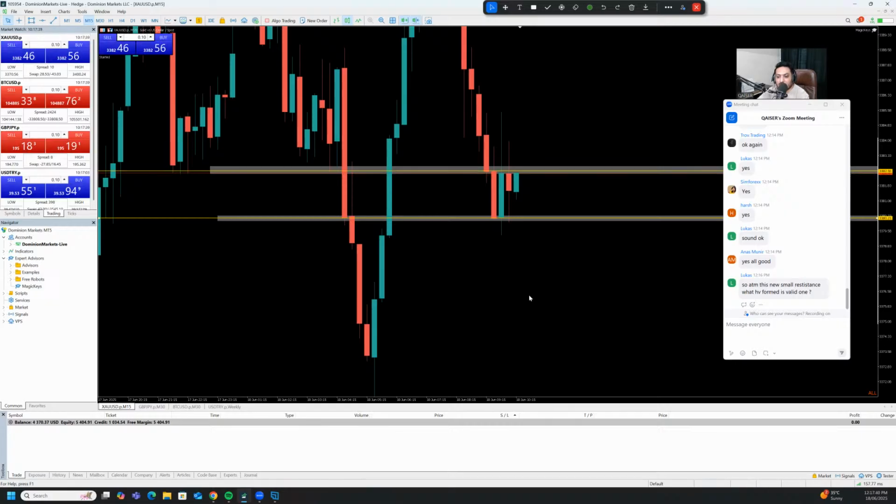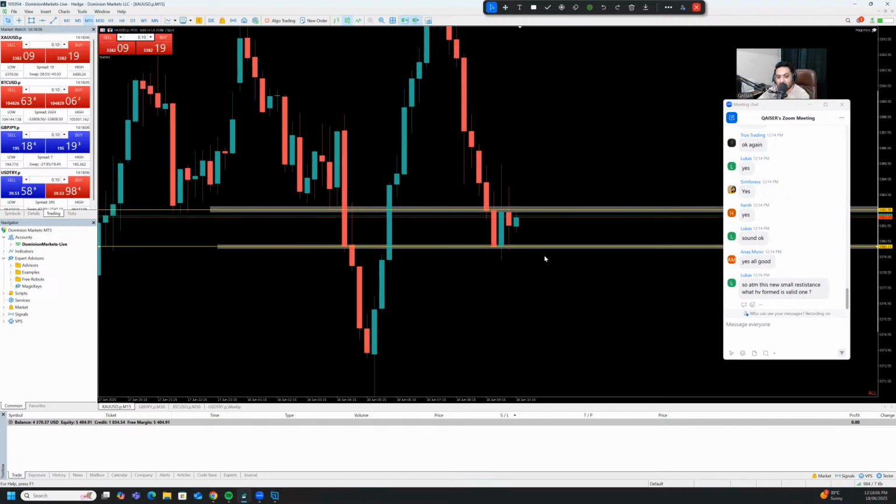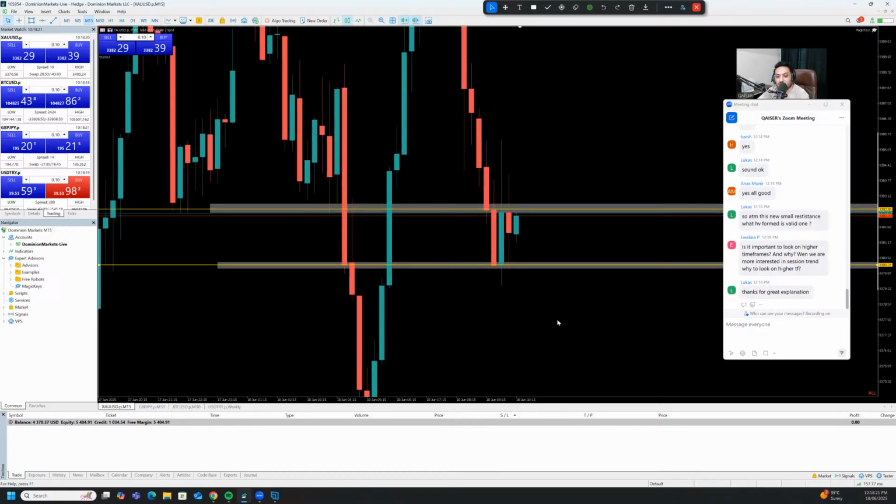So Lucas, at the moment, this new small resistance, what I formed is a valid one. This one I've already taken as a resistance, and you just need to understand: once a green candle closes beside a red candle, you go to your support. Once a red candle closes beside a green candle, you go to your resistance. Doesn't matter what the size of the candle is. Just keep things simple. We just created a support, we just created a resistance now. So if you want to take a buy or a sell, the candle has to close above the resistance, or the candle has to close below the support. Now we just need a breakout structure. Make sense? Just need to wait.